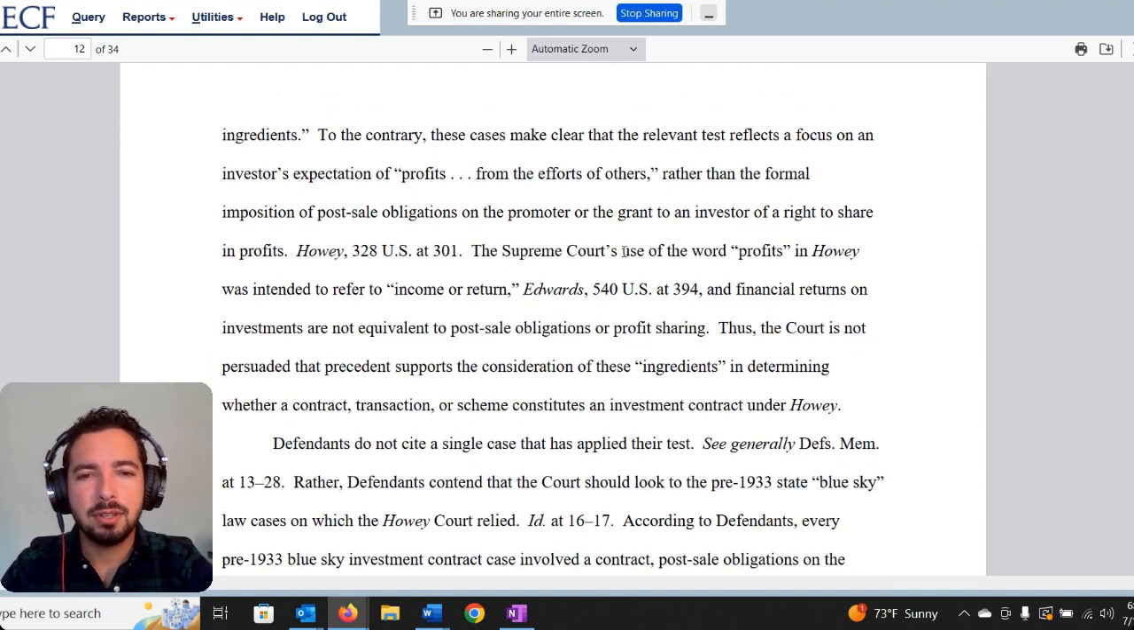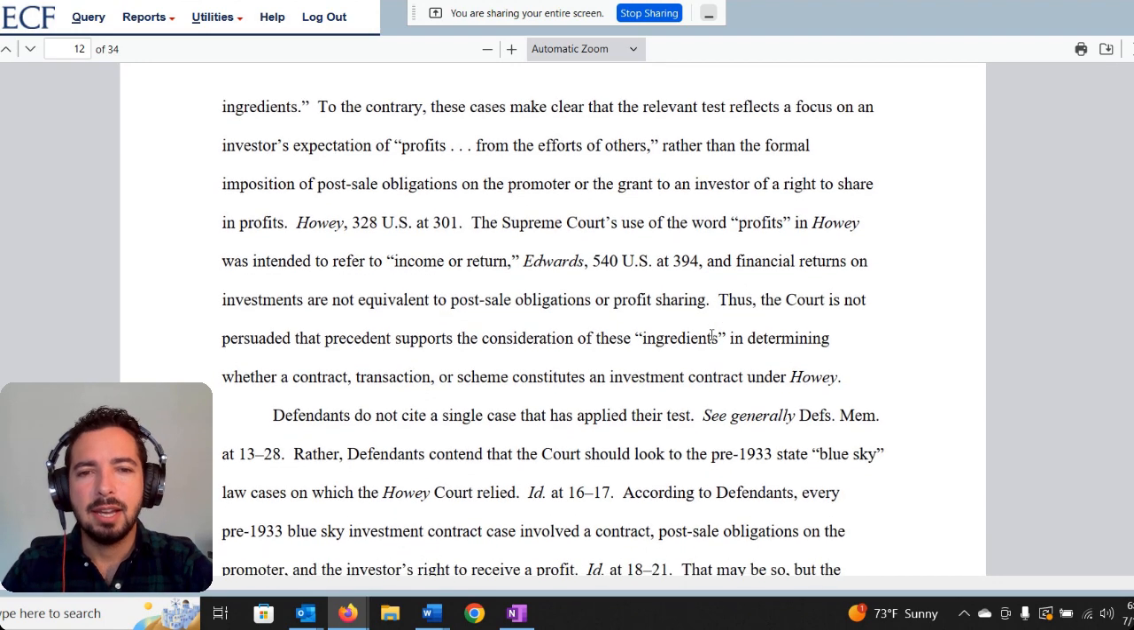Now, the Supreme Court's use of the word profits in Howey was intended to refer to income or return, and financial returns on investments are not equivalent to post-sale obligations or profit sharing. So how I'm interpreting that is that just because you're entitled to income or return from the efforts of others, or profits, basically, doesn't mean that there are post-sale obligations or profit sharing. It's a broader use of the word profits. It's not as limiting as requiring some sort of contract.